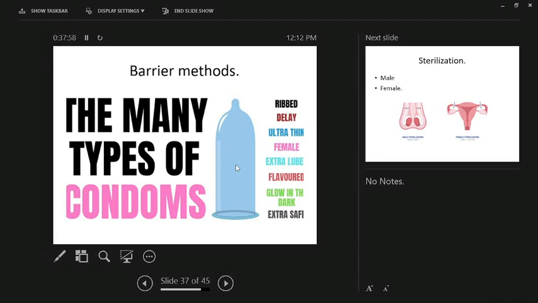And the last topic is the barrier methods of contraception, the condoms. When I went through this slide, I got a bit amused. There are various kinds of condoms: the delayed one, ultra thin one, thick one, flavored one. What I cannot understand is the glow in the dark one, the one which glows in the dark.